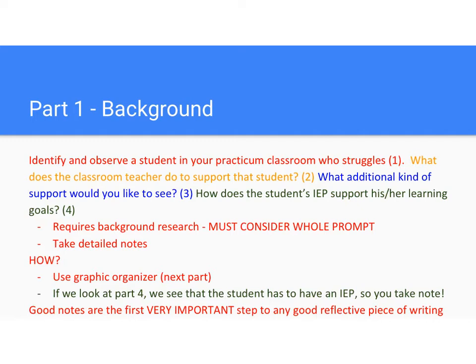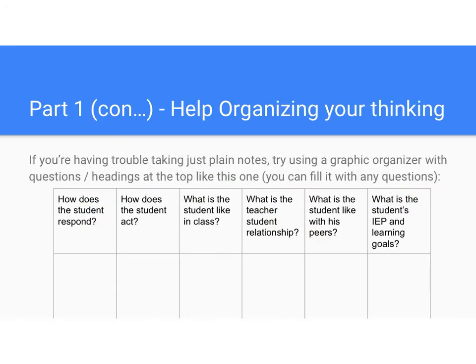Part 1 already, you're observing, so that's number 1. Number 2, now you're really starting to answer the question, what does the classroom teacher do to support that? So if you're having trouble taking just plain notes, which is something that I like to do, you can try just using a graphic organizer with questions or headings at the top like this one, and you can fill it in with any questions that are in the prompt. So for example, I just took these straight from the prompt.